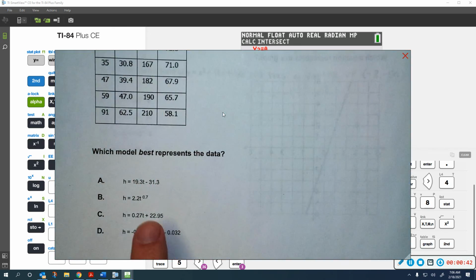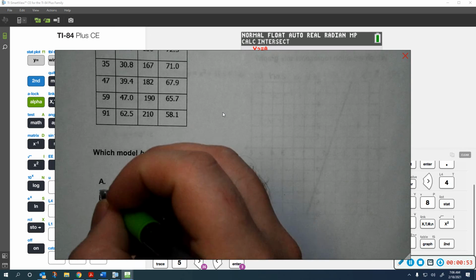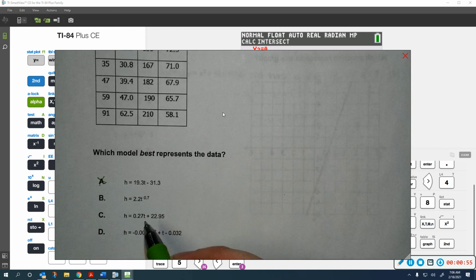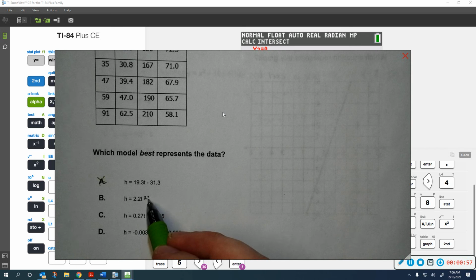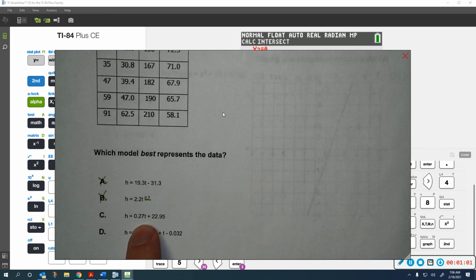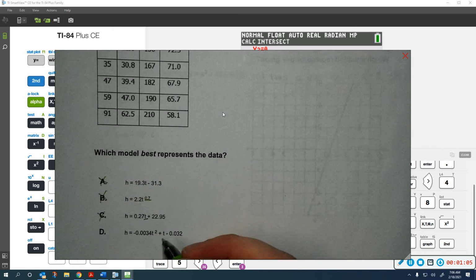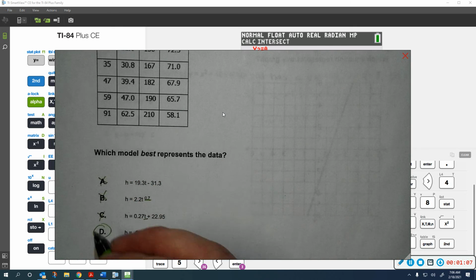So then it says which model best represents the data. Well, only one of these will make a parabola. If we look here, this doesn't have t squared, so it's not this one. This has t raised to an exponent other than 2. We haven't done that before. It's not that one. This one does not have t squared, so it's not this one. This one does have a t squared, so it's got to be D.